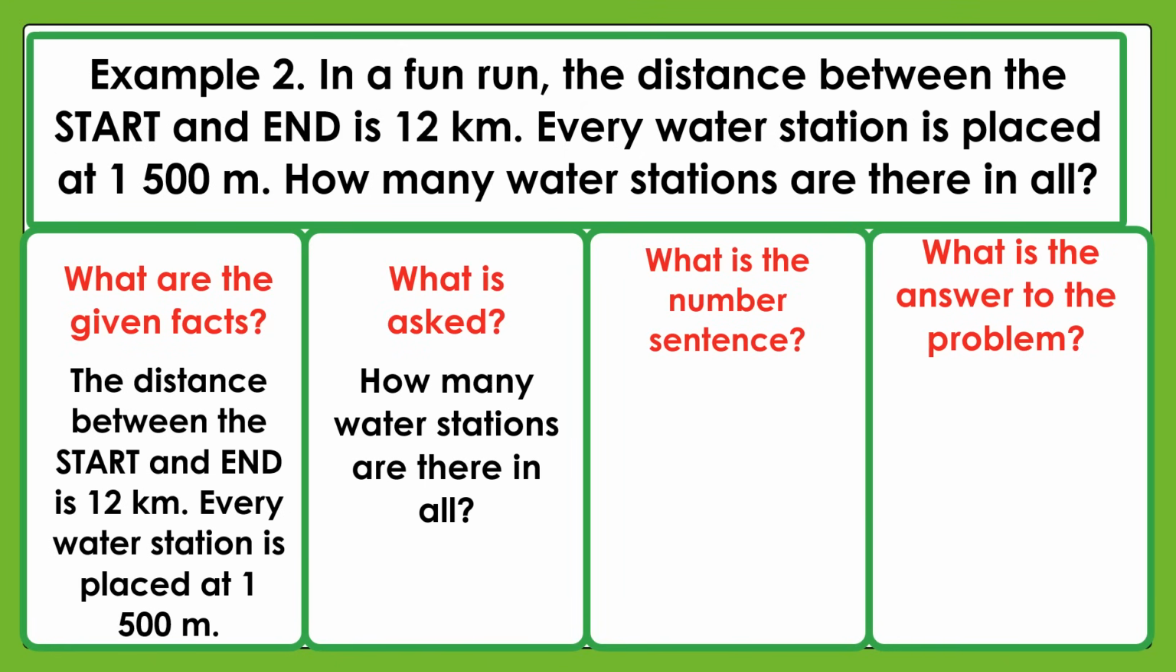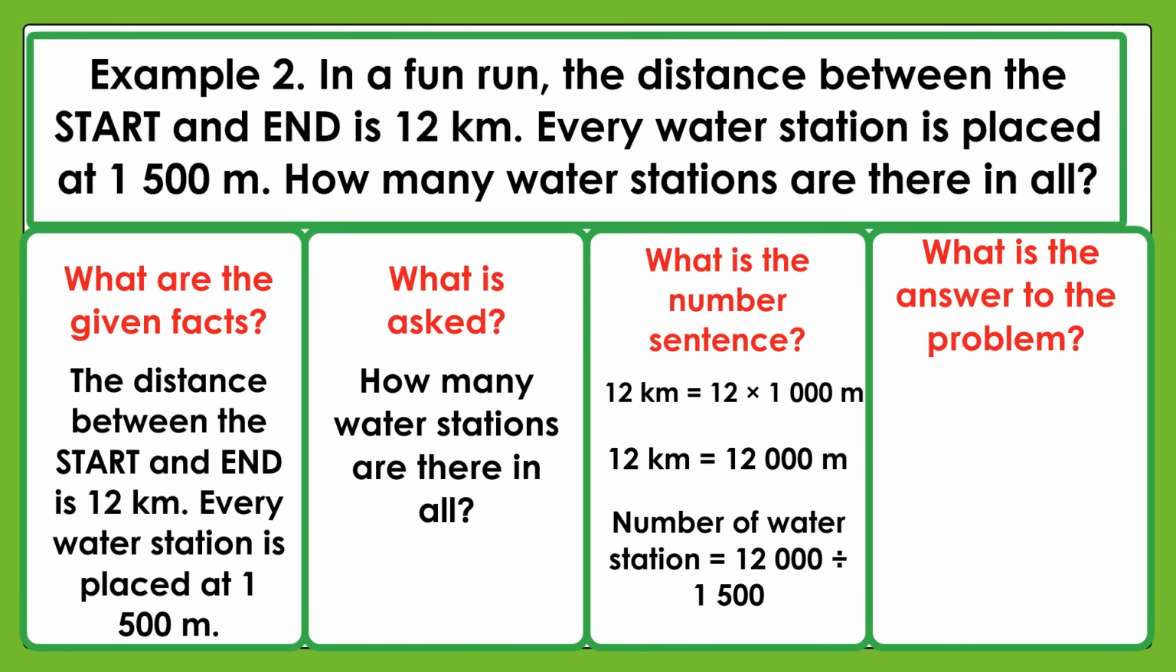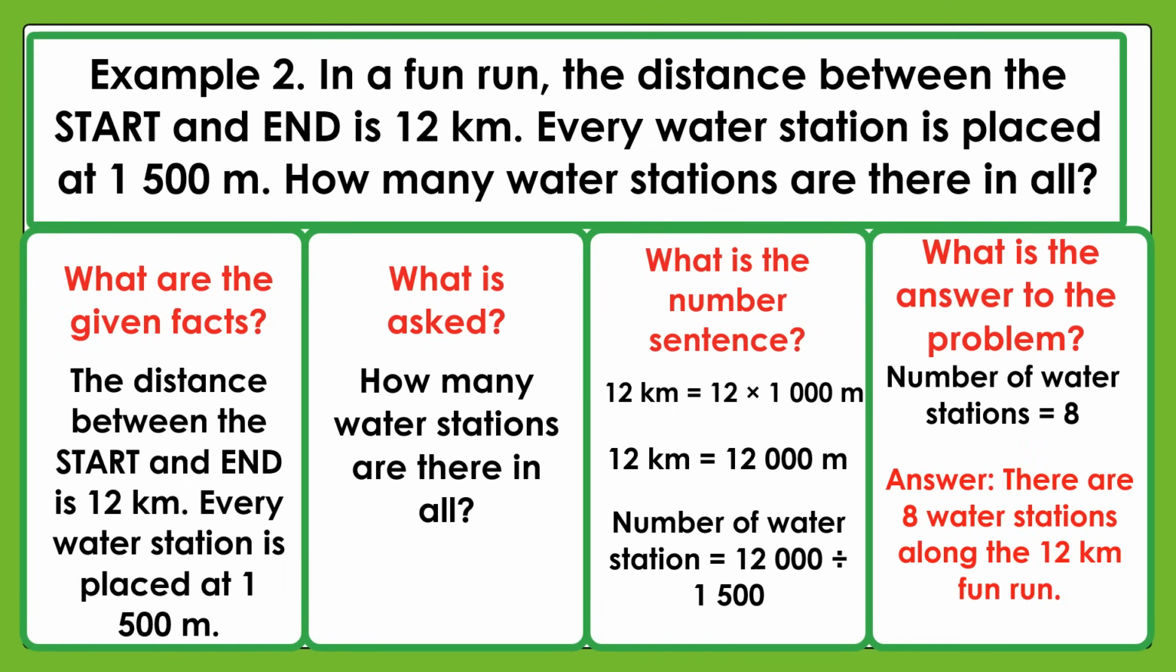Third, what is the number sentence? 12 kilometers is equal to 12 times 1,000 meters. 12 kilometers is equal to 12,000 meters. Number of water stations is equal to 12,000 divided by 1,500. Fourth, what is the answer to the problem? Number of water stations is 8. The answer, there are 8 water stations along the 12-kilometer fun run.